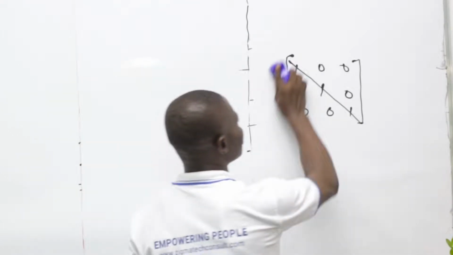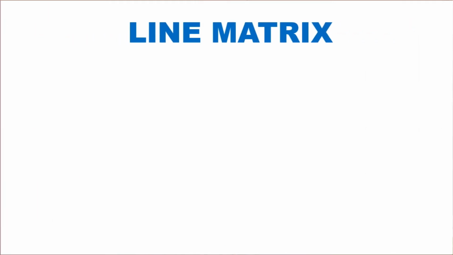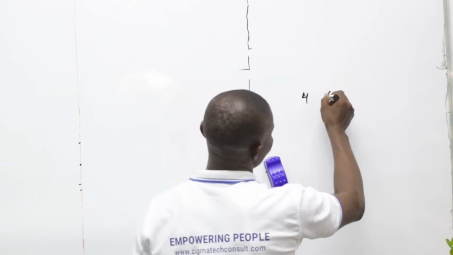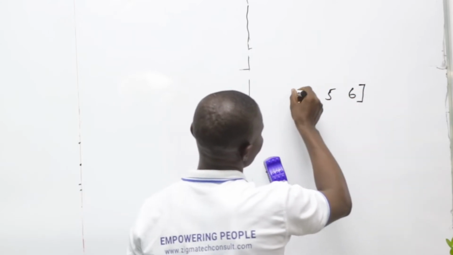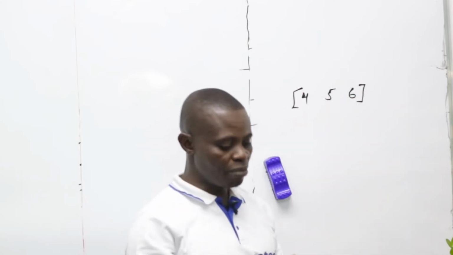The line matrix. Talking about line, line means horizontal, that is the x-axis. A matrix is said to be a line matrix when it has only one row with either 2 columns, 3 columns, or 4 columns. But it must be what? One row. That is, if I have 4, 5, 6, this is what? Linear matrix.